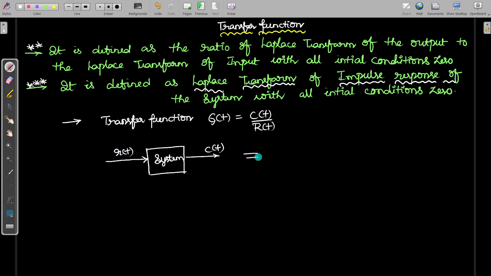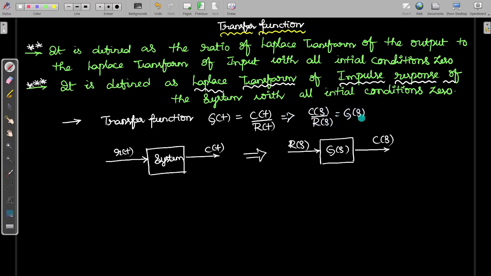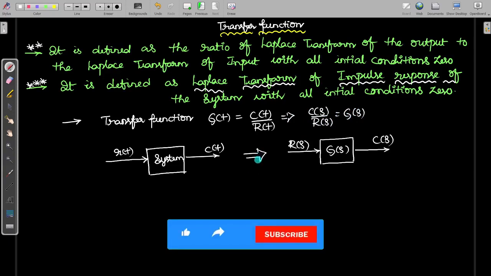If you convert into the Laplace transform, the system can be written in the s domain as z of s. The input here is r of s and the output we are expecting is c of s. Whenever you convert into Laplace transform, you can write c of s divided by r of s equals z of s. This is the mathematical expression we can write for the transfer function.